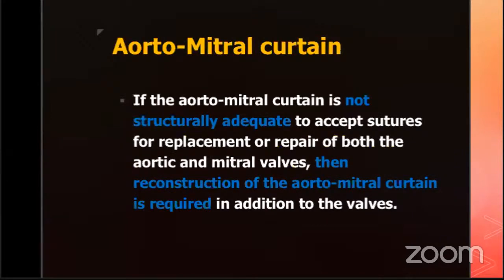And lastly, if the aortomitral curtain is not structurally adequate to accept sutures for replacement or repair of both the aortic and mitral valves, whenever indicated, then reconstruction of the aortomitral curtain is required in addition to the valves. And this is just telling how difficult and severe is the issue of involvement of more than a single valve surgery.